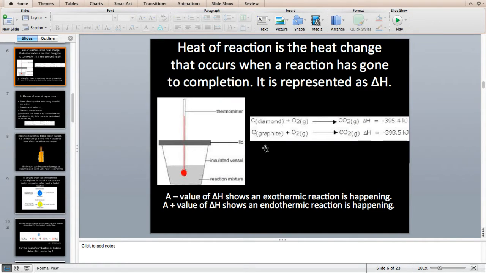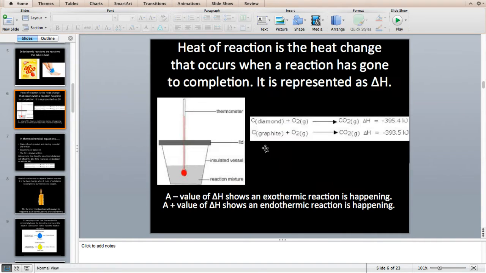Now, girls, heat of reaction is the heat change that occurs when a reaction has gone to completion. It is represented as delta H. So delta H just means literally change in heat. Okay, if your delta H is negative, that means that it's an exothermic reaction. There has been heat given out. If your delta H is positive, then that means that it's an endothermic reaction.